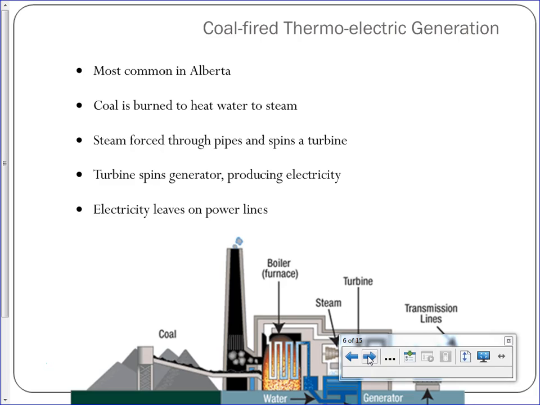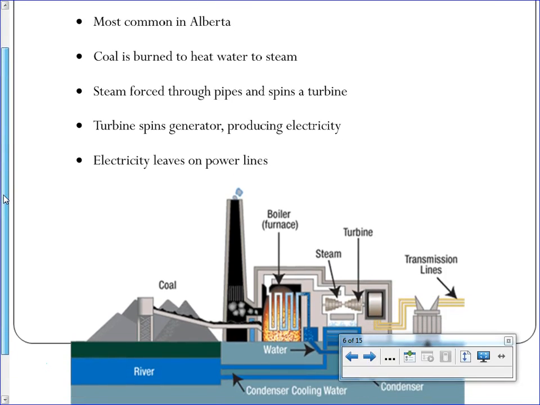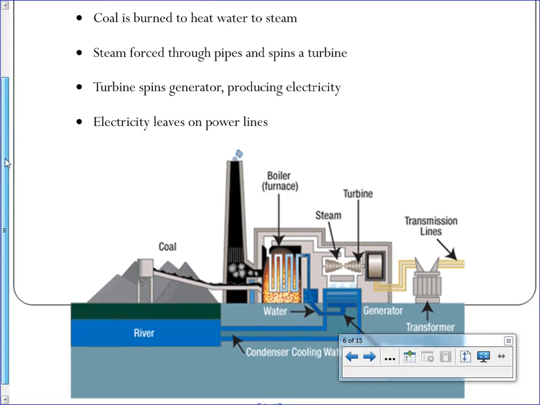Okay, this is the most common in Alberta. Coal is burned to heat water to steam. Steam is forced through pipes and spins a turbine. The turbine spins the generator, producing electricity. Electricity, again, just like before, leaves on the power lines.